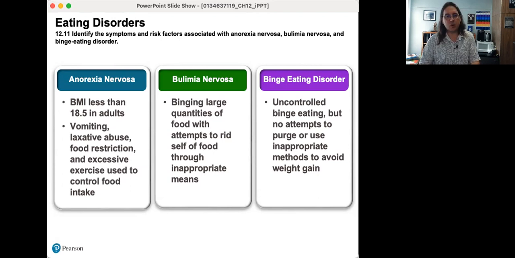And binge eating disorder is uncontrolled binge eating, but no attempt to purge or use inappropriate methods to avoid weight gain. So the opposite of that is they might be eating as a form to cope with some kind of loss, some kind of negative feeling, because somehow they're being rewarded by eating, but not throwing up. It's the opposite, they're not losing weight, they're actually gaining weight. Okay.